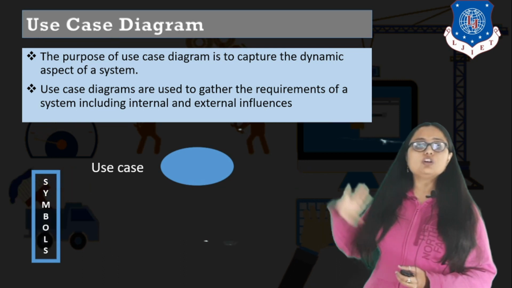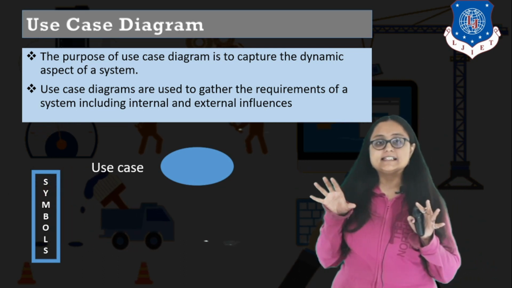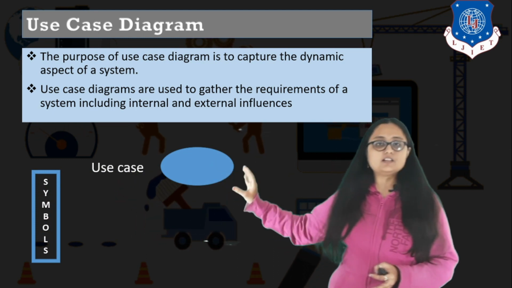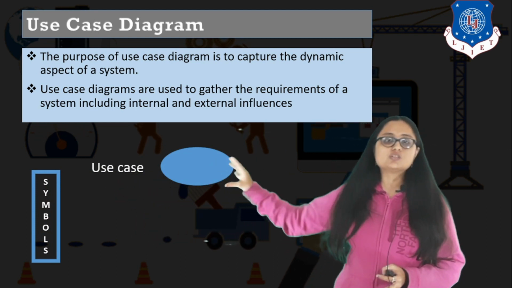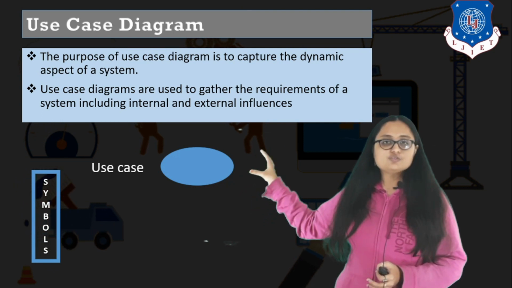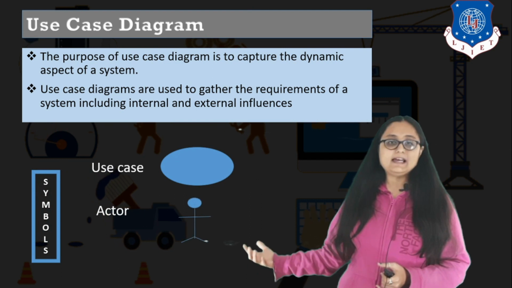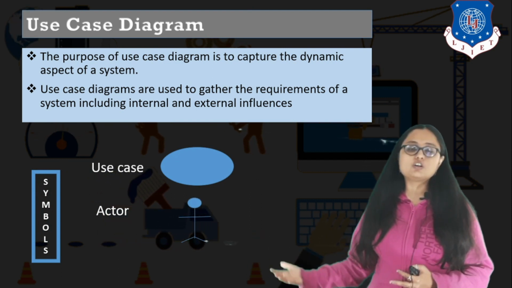Now let us study the basic symbols of the use case diagram. The first symbol of the use case diagram is the use case itself. This is an oval symbol. Inside this you will write the functionality that the user is performing, right? So this is the symbol for a use case. The next symbol is the actor. Actor basically means the user of your system.